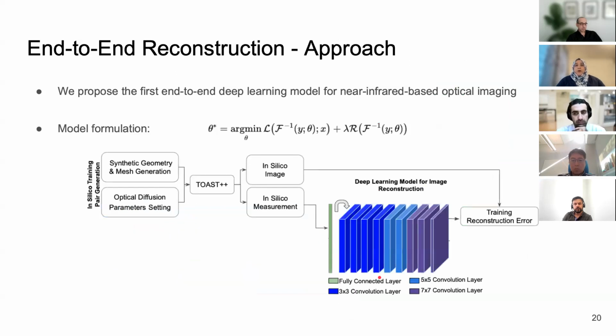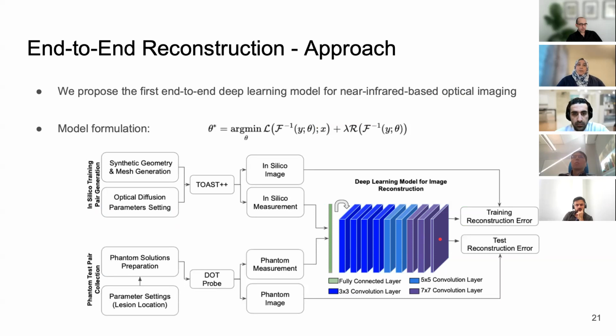Here is our proposed architecture. We propose to optimize the parameters of a CNN model in an end-to-end manner in order to learn the mapping between the collected measurement data and the ground truth image. To do this, our architecture consists of a fully connected layer that maps the measurement into a rough estimation that can be refined via a set of convolutional layers. We test our results on a phantom data set.